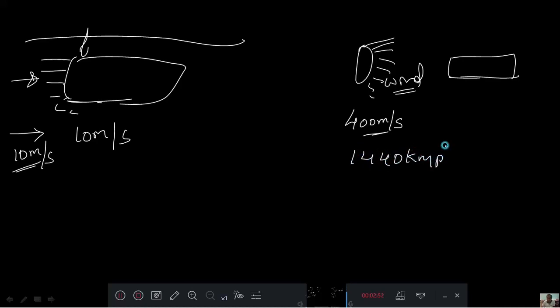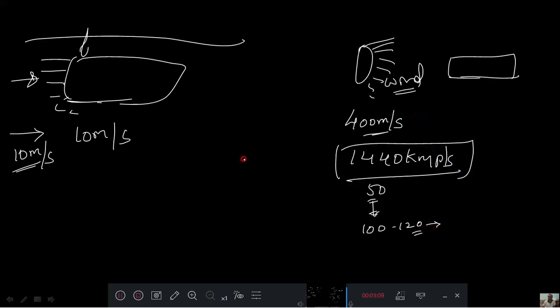For your general knowledge, it is in kmph. See, you ride your bike at 50 kmph on a scooty and you feel that it is fast. Some students, some heroes, they will ride 100 to 120 kmph. They feel that that is very fast. See here, this wind speed has to be 1440 kmph. Then this will be simulated to 10 meter per second. 10 meter per second means 36 kmph. Understood?